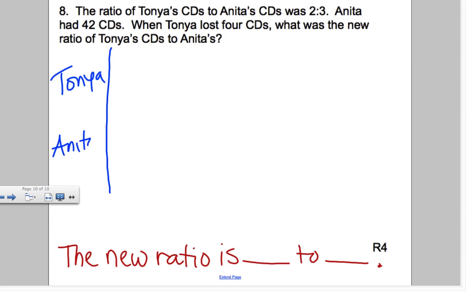Last one was 2 boys, this time it's 2 girls. Tonia. Huh? Tonia. Tonia. Whatever you want to say.